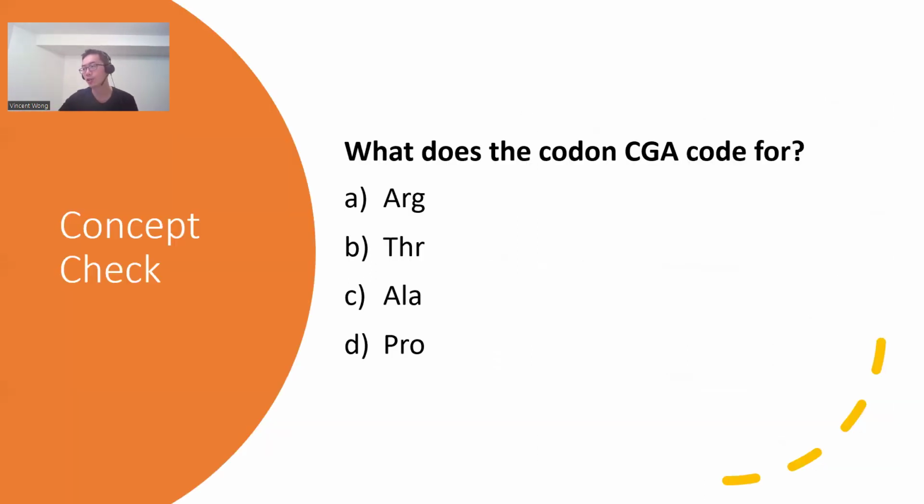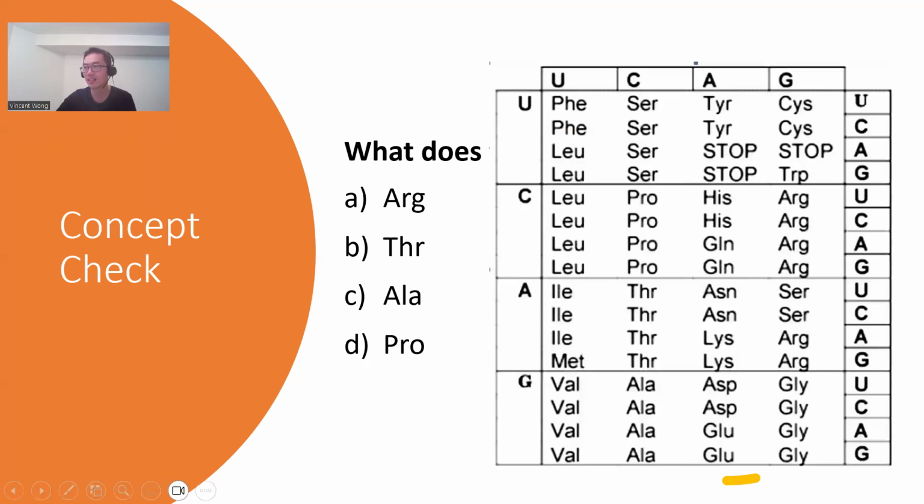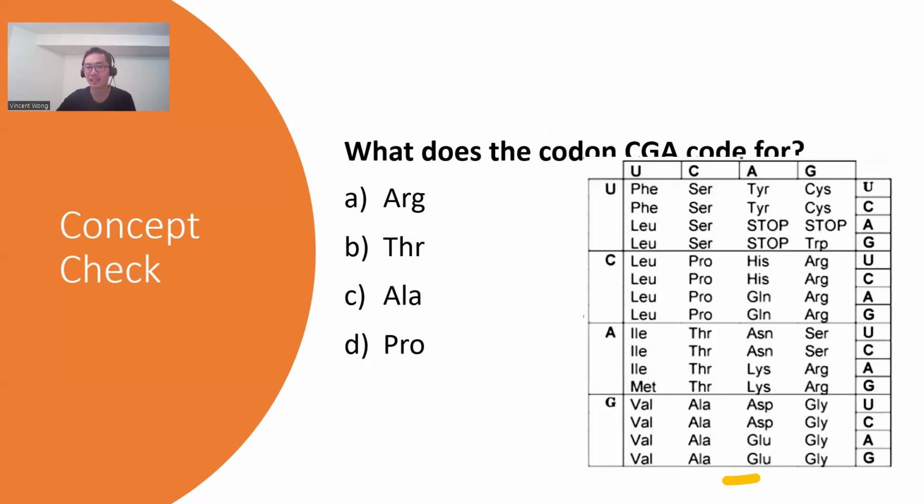Okay. I just need to make sure everybody knows how to do this. So can I for once get a full class participation on the poll? I want you to tell me what CGA codes for. We need that table. Oh, you don't have it? Okay, fine. Let me see what I can do. There we go.